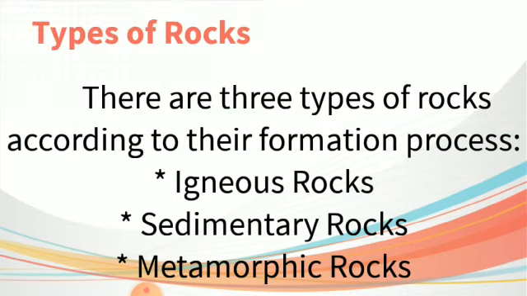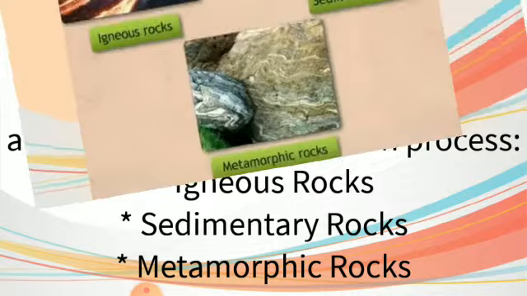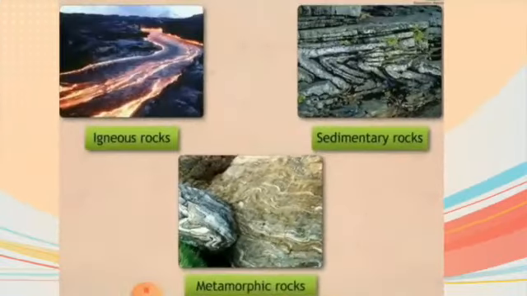Children, there are three types of rocks according to their formation processes: igneous rock, sedimentary rock, and metamorphic rock. These are three types of rocks. First of all, today we are going to learn about igneous rock.